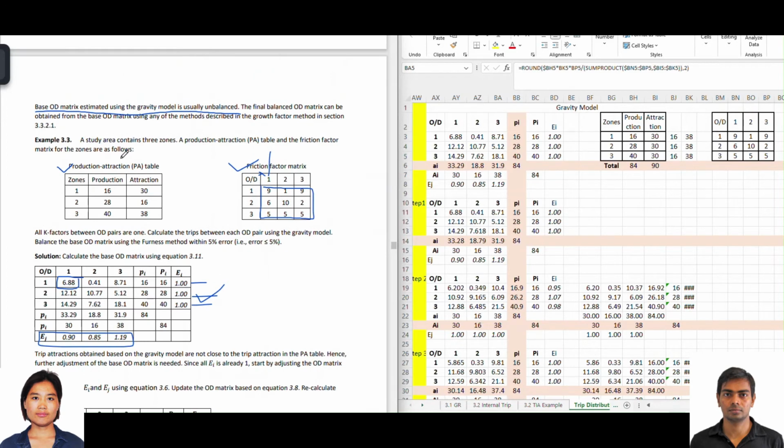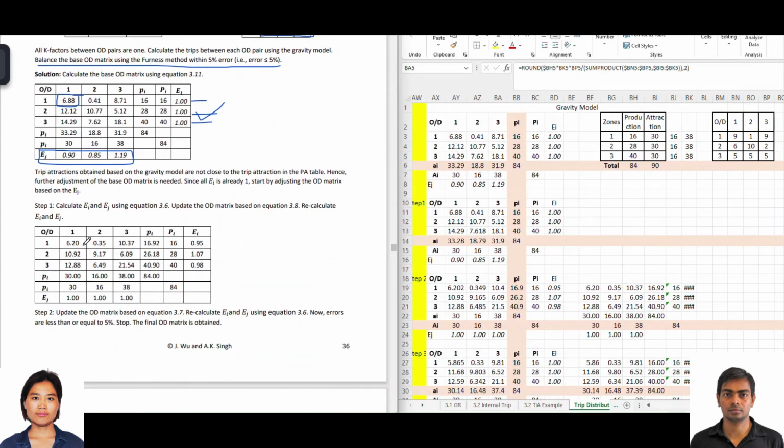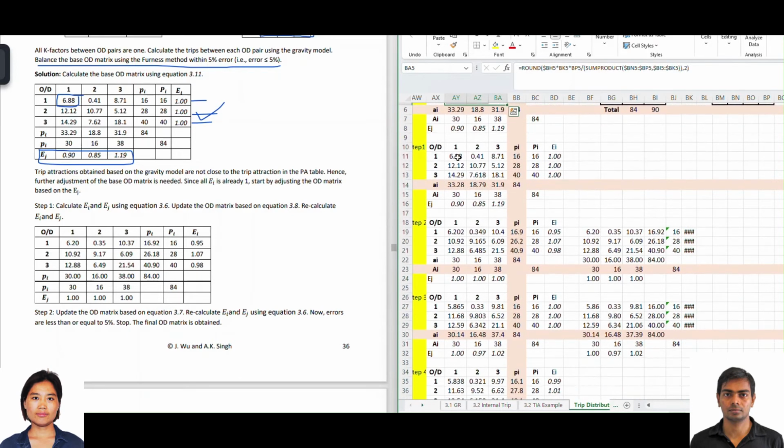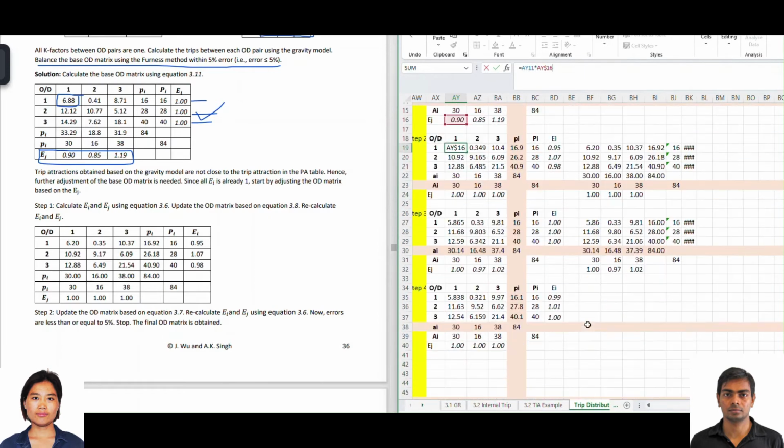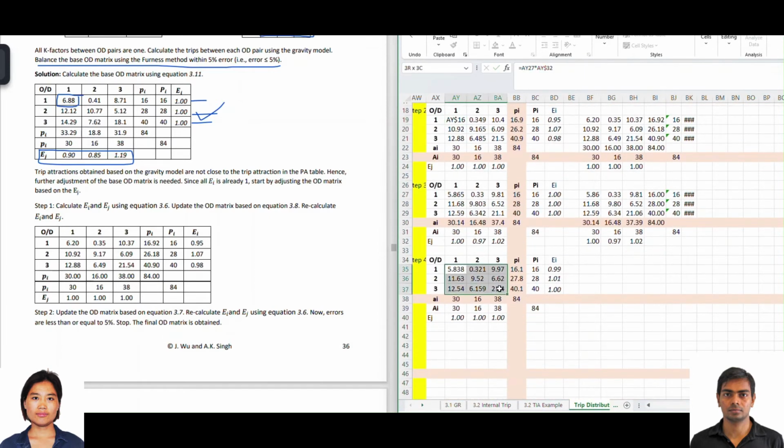Here the example asks to use the Furness method to balance them out within 5% error. We went through the Furness method in the previous example. So I'm multiplying first by the Ei's and then balancing them out, then multiplying by the Ej's, then balancing them out, and so forth. Then it converges to these numbers.